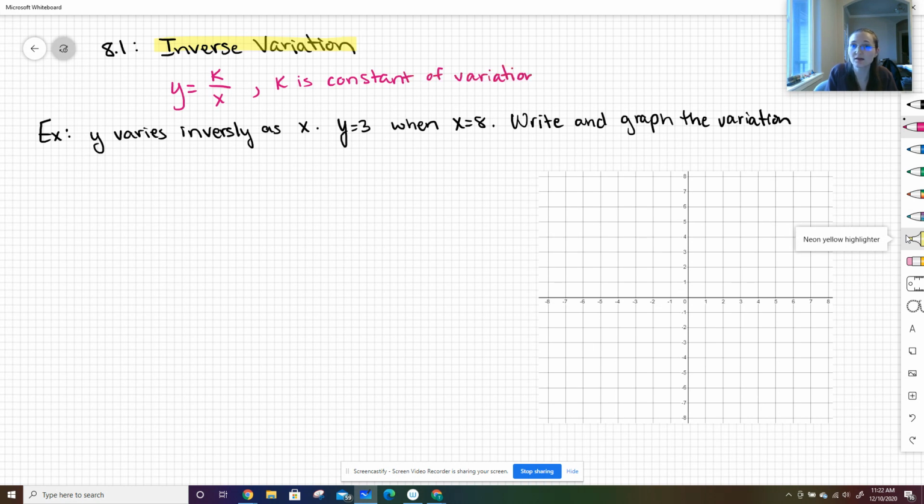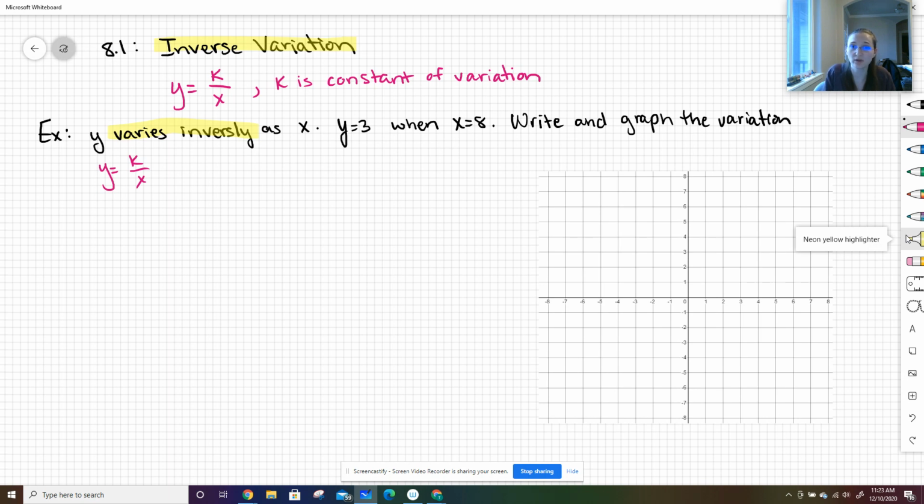And since it's a constant, that means it's not actually a variable. When you write your variation, that k should be a number. So here it says, in our example, y varies inversely, right? So each inverse problem will tell you what kind of variation it is. It varies inversely as x. So that tells me that I'm dealing with this function, y equals k over x. Y is varying as x. So y is the thing off by itself.